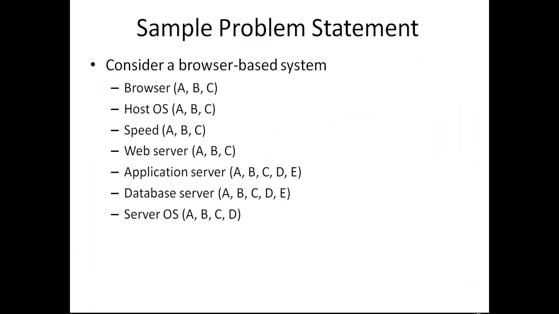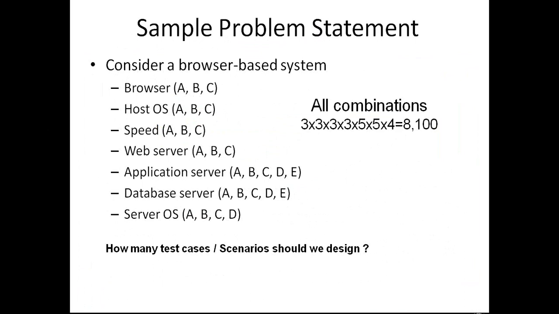Now, if we want to test such a system, how many combinations should there be? How many test cases and how many scenarios should be designed? If we want to cover all combinations, we have 3 browsers, 3 host OSs, and 3 different speeds or bandwidths that we want to test at the client side. We want to test with 3 different web servers, 5 application servers, 5 different database servers, and server OSs are 5 again. The total combinations come to around 8,100 different software configurations and environments that we will have to make, and then test the functionality in each one of them.